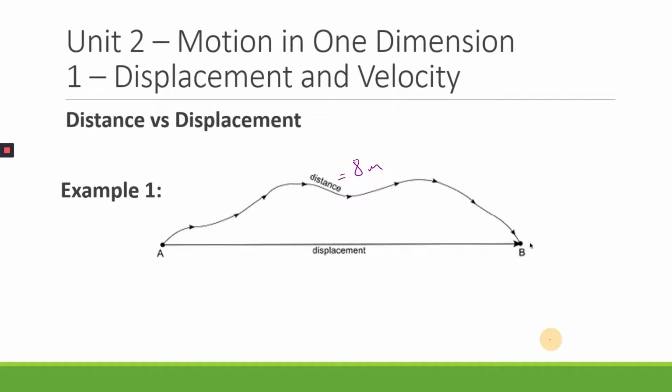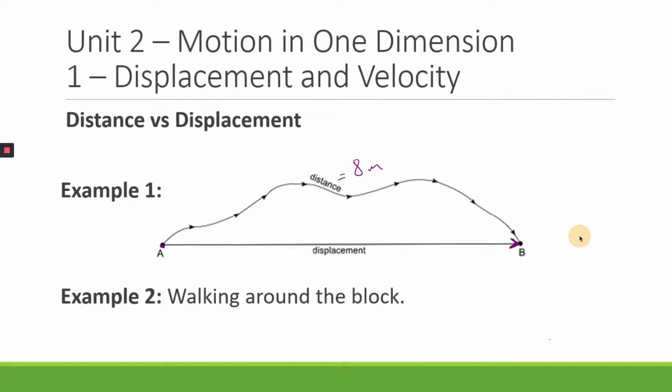But if somebody asked, what was your change in position from A to B? Now, that is a straight line path, and it's vectorized, so it is pointing from A to B. Now, this is how we care about things in physics. It makes things simpler.